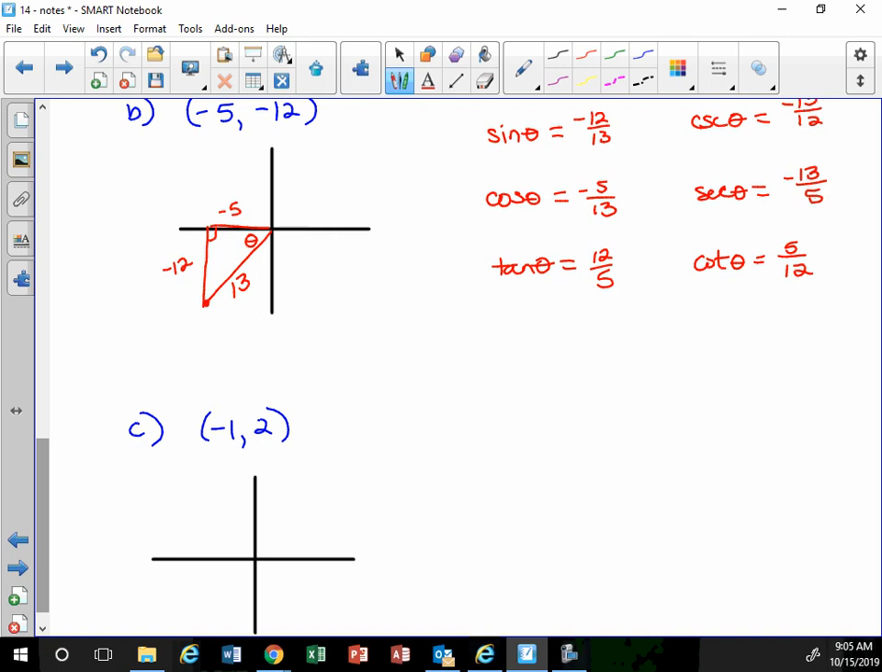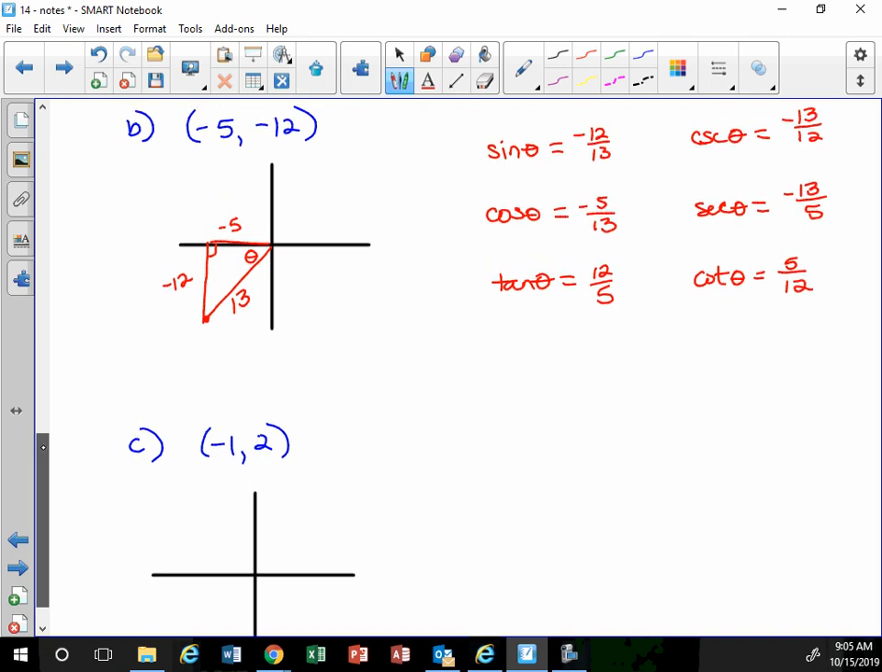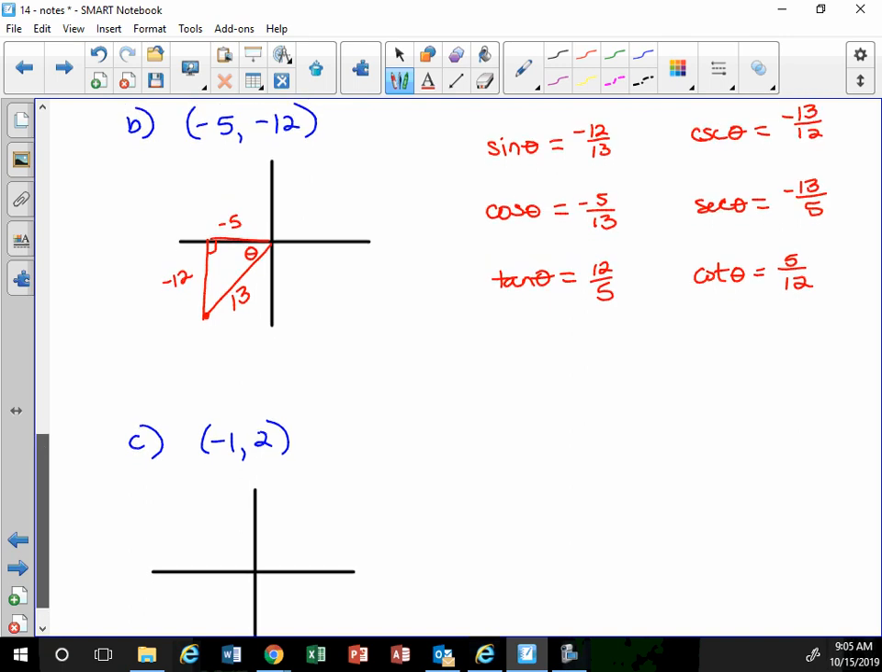I'm going to have you draw the picture and all of it. You will use the Pythagorean theorem this time to find your missing side.